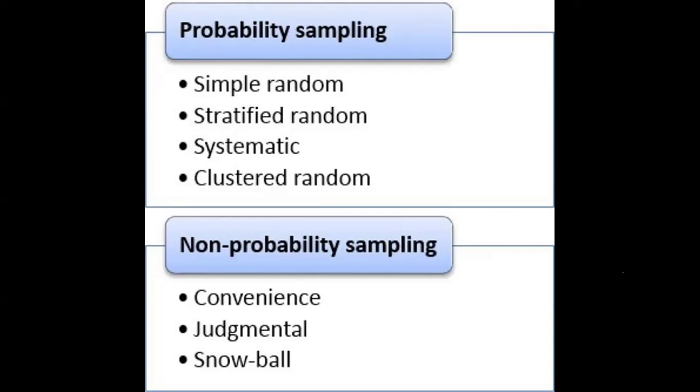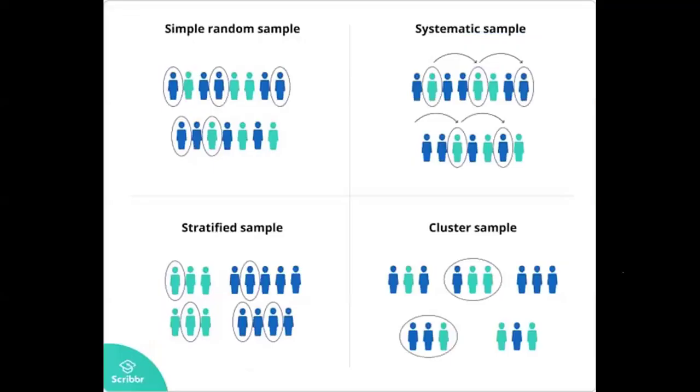Probability sampling can be further divided into simple random, stratified, systematic, and clustered sampling, and non-probability into convenience, judgmental, and snowball. We can understand this phenomenon with the help of these pictures. That is a very good representation for understanding these sampling methods.